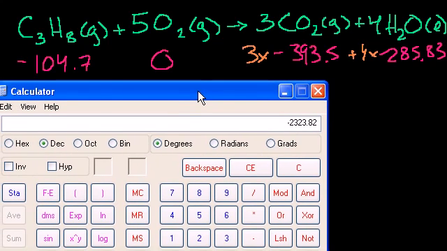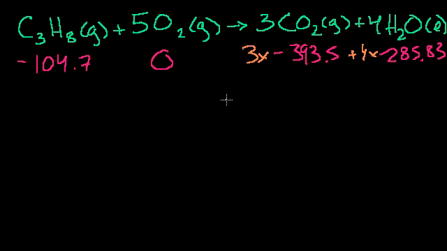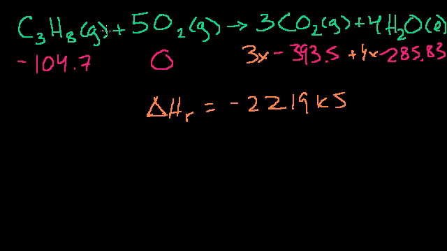And then we have to subtract out 1 times this, or we could just add 104.7. So let me just do that. Plus 104.7 is equal to minus 2,200. So here, my heat of this reaction is equal to minus 2,219 kilojoules as we go in this direction.